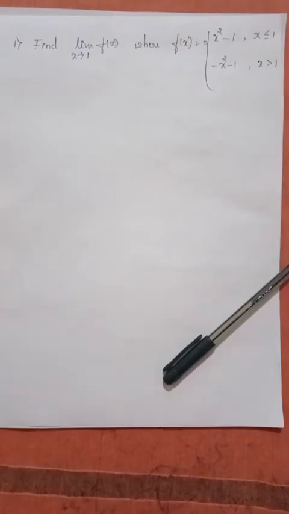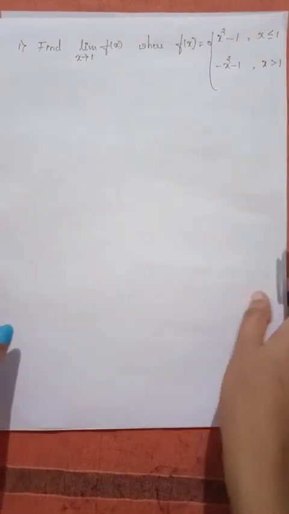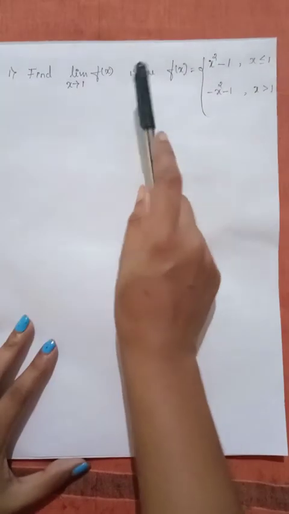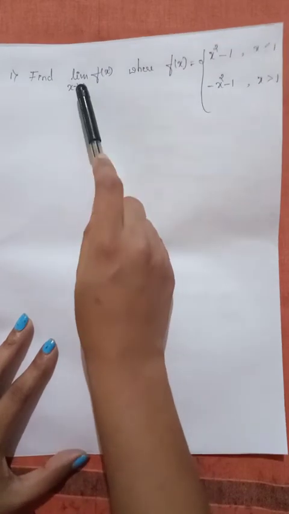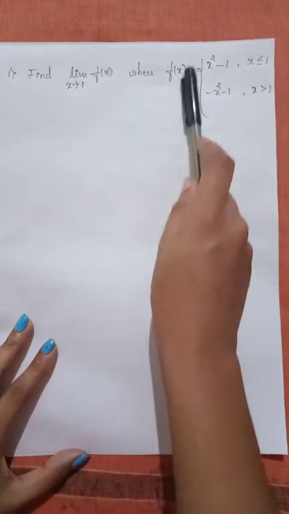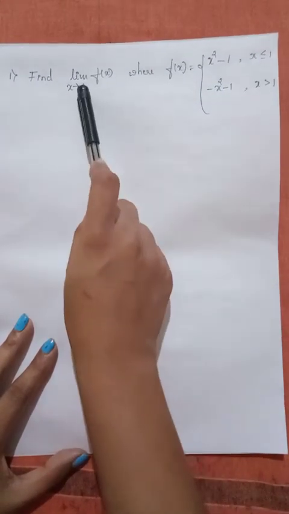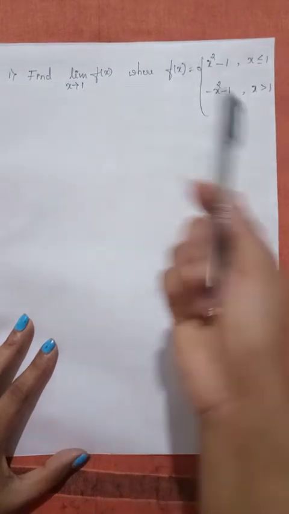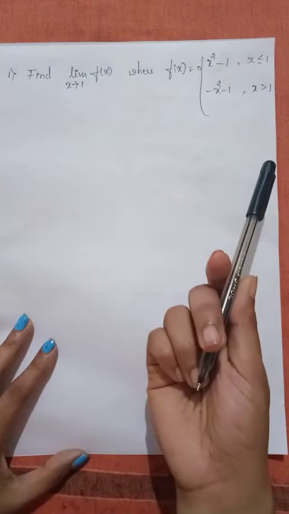Okay. So far we were discussing about the limit when the function is defined in a single particular form. But what if the function is defined in different ways? Okay. So what do you mean by function is defined in different ways? Here you can see this example. What you have to find? You have to find the limit of this particular function as x is tending to 1. But what is wrong with this function? Why can't we do it in the same way?